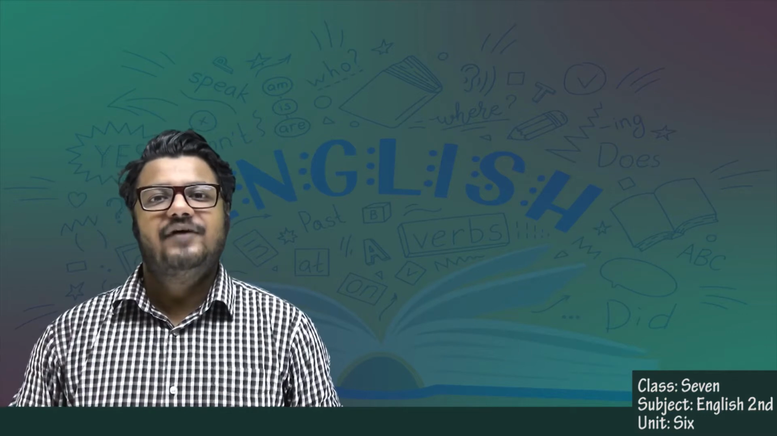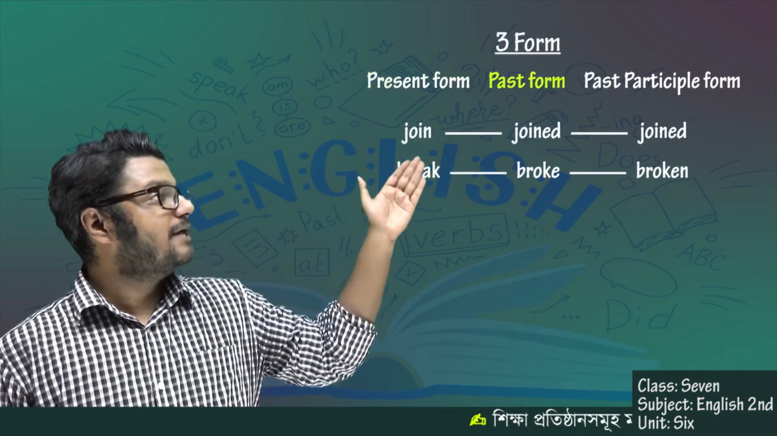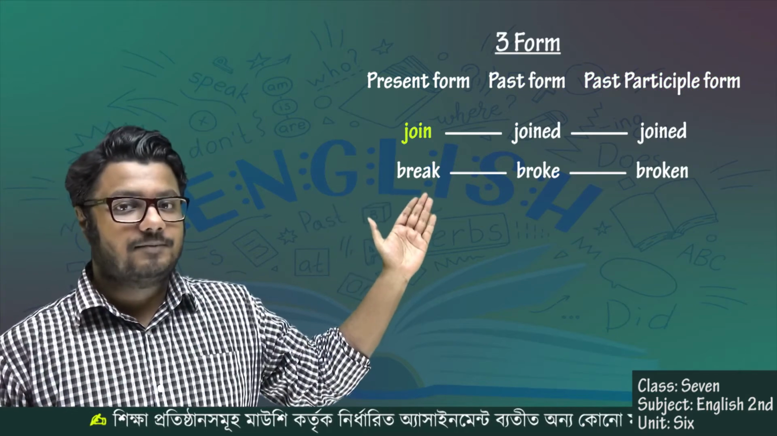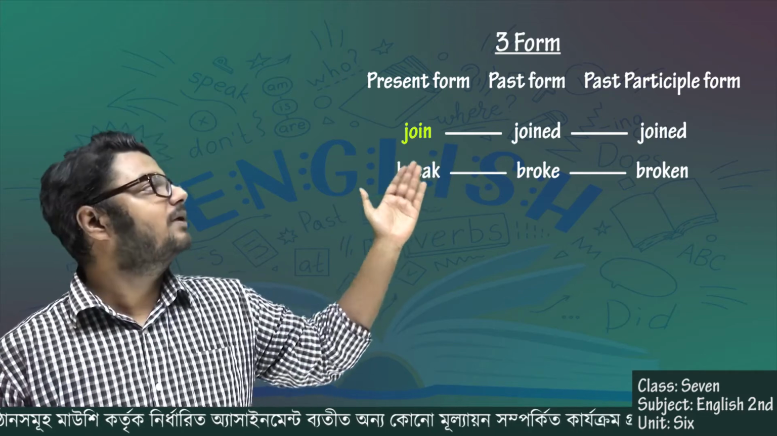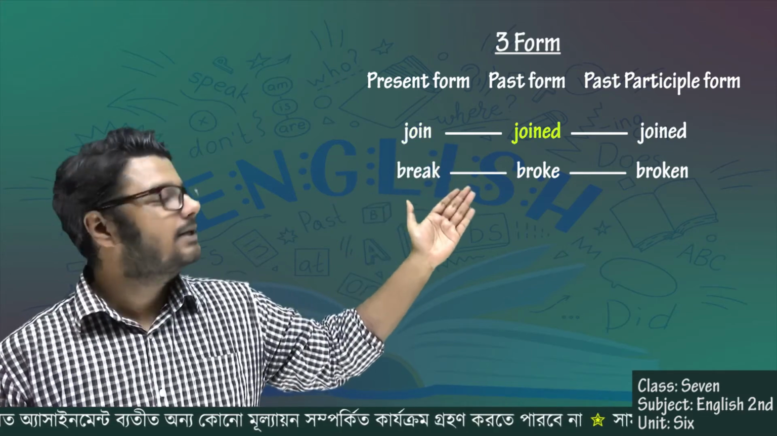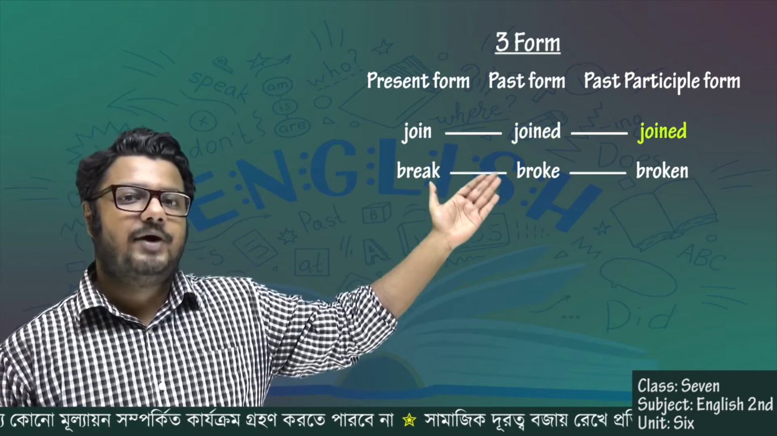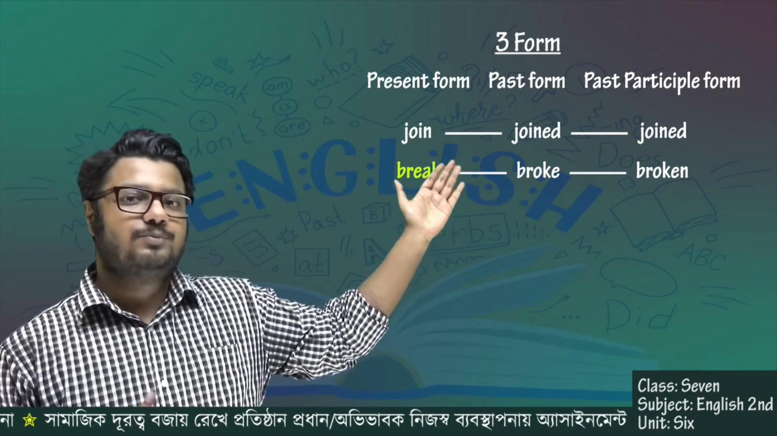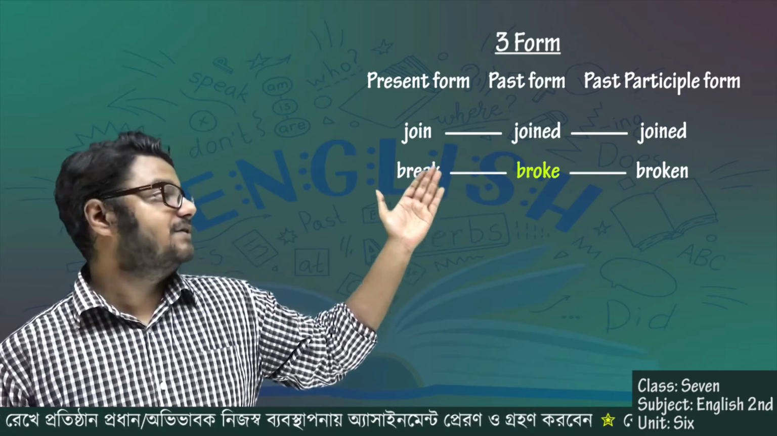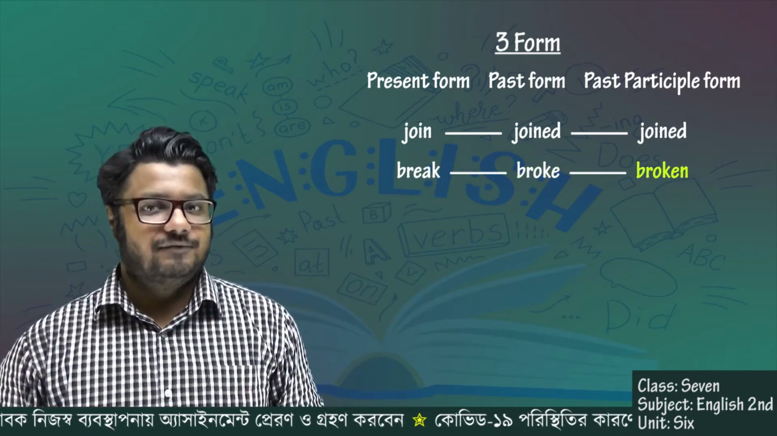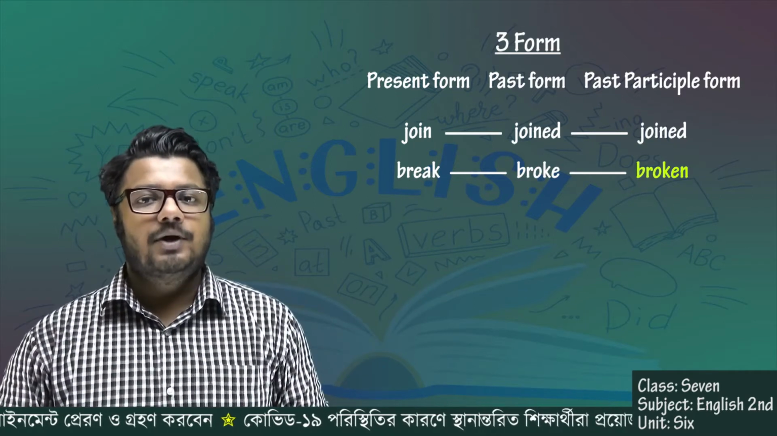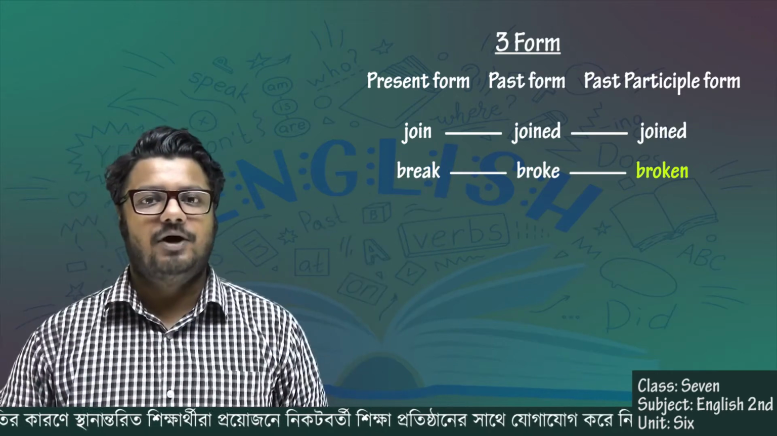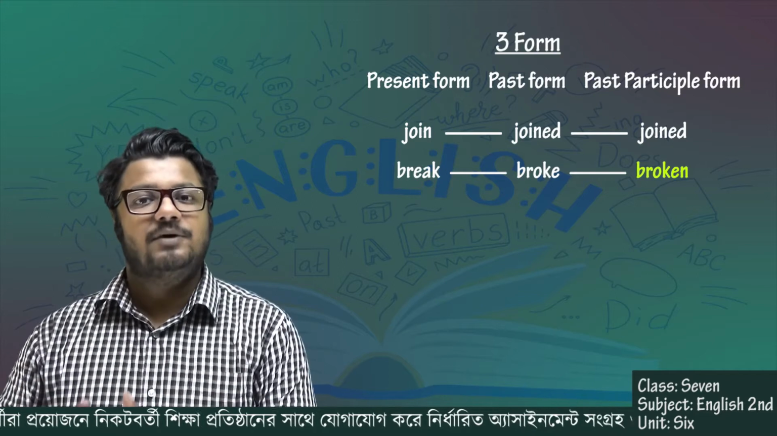Well, we know that a verb has three forms: present form, past form, and past participle form. For example, the verb join has three forms. The present form is join, the past form is joined, and the past participle form is joined. Similarly, the verb break also has three forms. The present form is break, the past form is broke, and the past participle form is broken. So, when we use present perfect tense, we use the past participle form of the main verb after the auxiliary verb, verb to have.